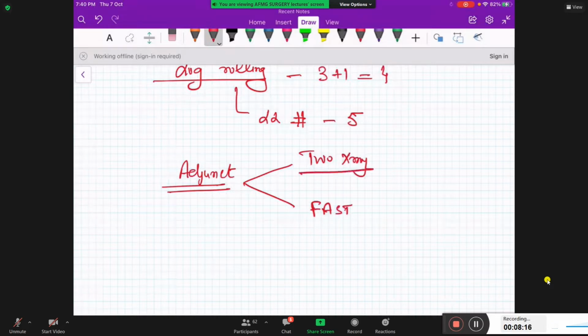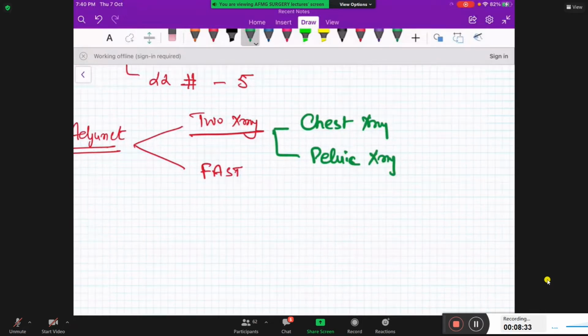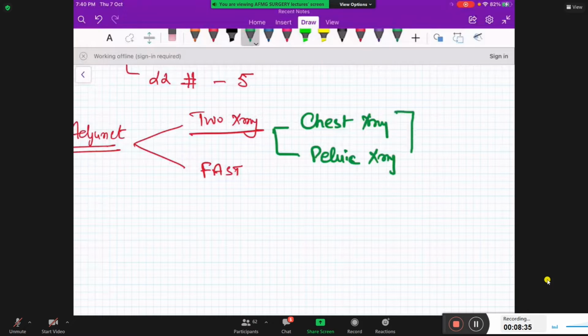What are the 2 X-rays? Chest and the pelvic. Very good. 2 X-rays are chest X-ray and a pelvic X-ray. And a very, very important point in this, highlight that in your notes. These X-rays which we are going to do are always going to be AP views, never PA view. It is always anterior-posterior view.